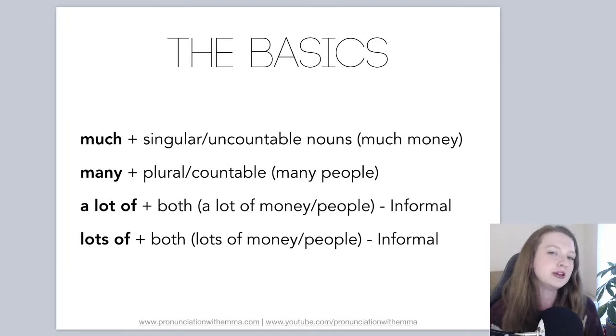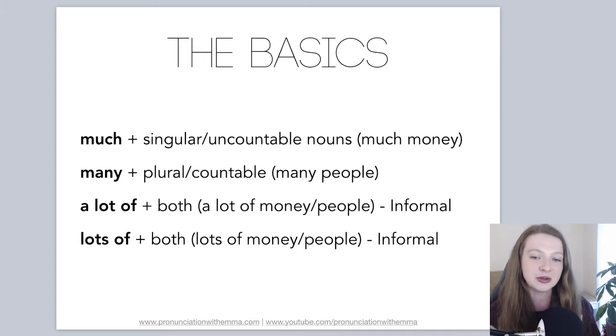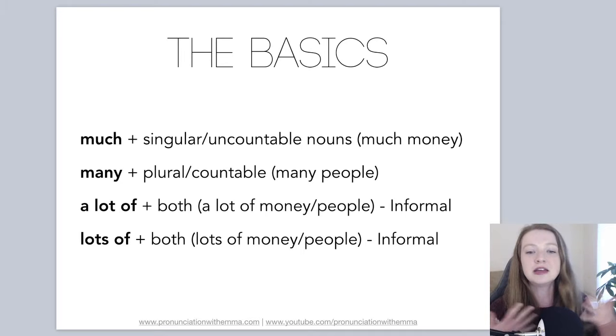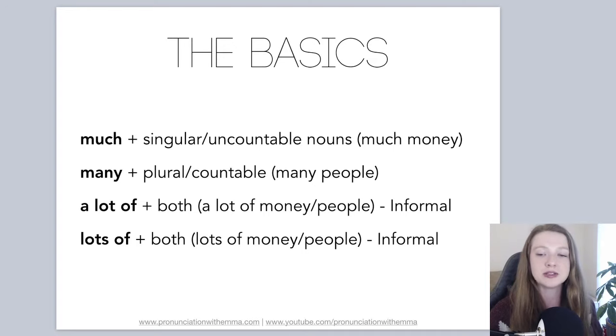We know that we use much with singular uncountable nouns. For example, much money. We use many with plural countable nouns, many people. A lot of and lots of are interchangeable. We can use them for singular, plural, countable, uncountable, it doesn't matter. It just sounds a little bit more informal compared to much and many, right?